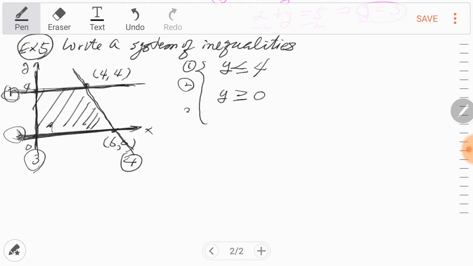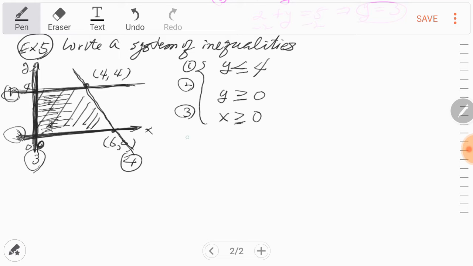Number 3 is the y-axis, which is a vertical line. The equation of a vertical line is x equals something. The x value of the y-axis is 0, so x is greater than or equal to 0. The solution is the right side of the vertical line, so x is greater than, with an equal sign because the y-axis is a solid line.